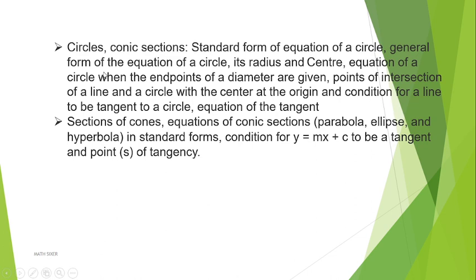And apart from that, we have circles and conic sections in this coordinate geometry, and in that we have standard form of equations of circles, general form of an equation of a circle, and its radius and center, equation of a circle when the end points of the diameter are given, and points of intersection of a line and a circle with the center at the origin, and also condition for a line to be tangent to a circle, and equation of the tangent. Next we have sections of cones, equations of conic sections, parabola, ellipse, and hyperbola in standard form, and the condition for y equals mx plus c to be tangent, and the point of tangency.